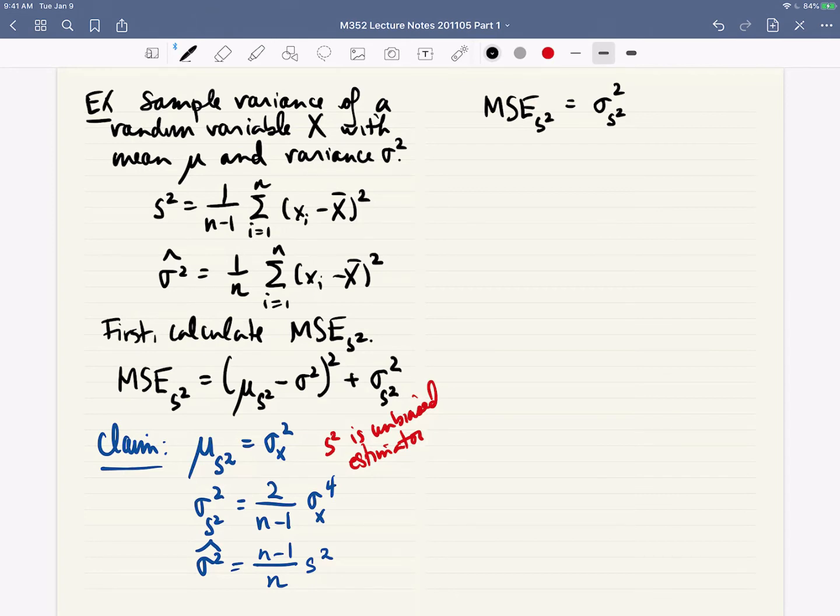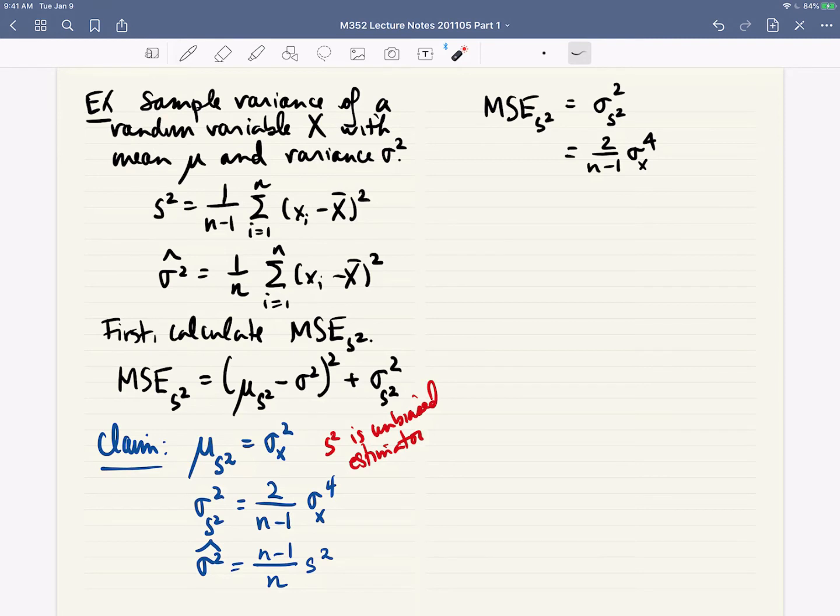And we're given that the sample variance has variance... I'm looking for it. It's this right here, right? 2 over n minus 1 times the variance to the 4th power. Okay, good. So we have calculated the mean squared error of the sample variance. The mean squared error of the sample variance is this.